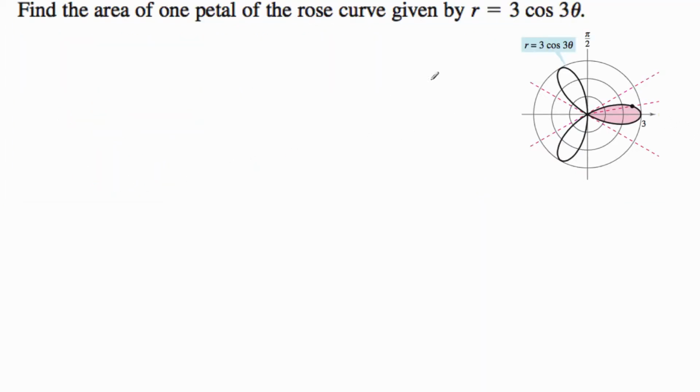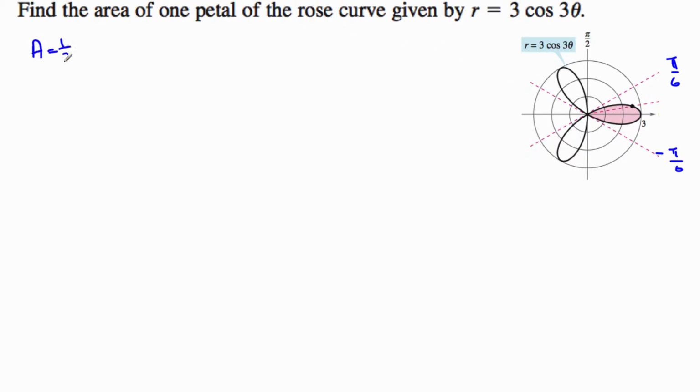Now let's look at an example. Suppose I want to find the area of one petal of r is 3 cosine 3 theta. Now we've already done this problem, and we know that this lower one is minus pi over 6, and the upper one here is pi over 6. You can do any of the petals you want. I just want to do this one because I want to show you something.